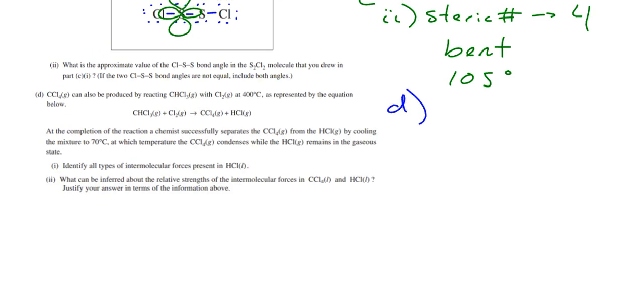D. Carbon tetrachloride can also be produced by reacting those two at 400 degrees as represented in the equation below. At the completion of the reaction, the chemist successfully separates the CCl4 from the HCl by cooling the mixture to 70 degrees, at which temperature condenses the CCl4 while the HCl remains in the gaseous state. Okay, so here we go.